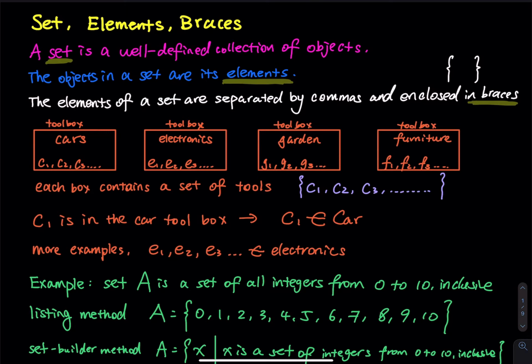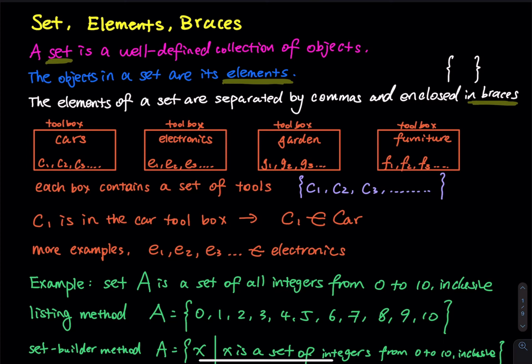I have a box that provides a space for all the equipments. So each box contains a set of tools. Let's say for the first box for cars, this is how I use the braces. You draw 2 curly braces, and then you use a comma to separate the elements. C1 is the first tool, C2 is the second tool, C3 is the third tool, and you use a comma to separate them. So C1 is in the car toolbox.